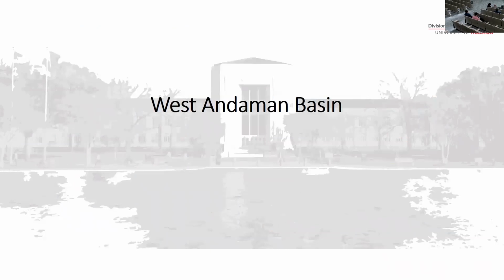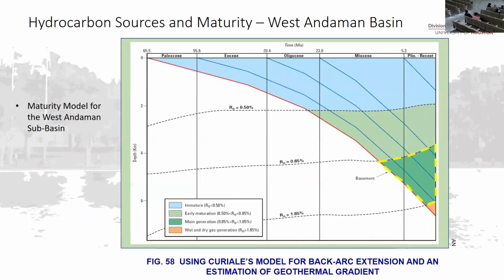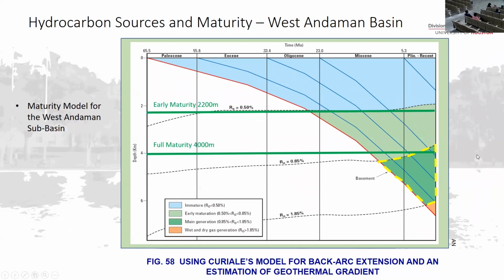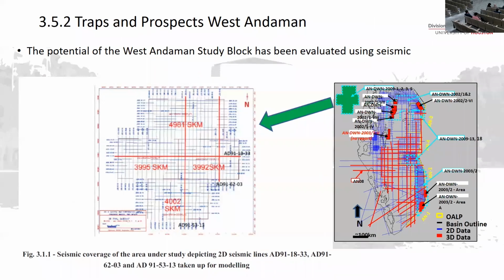Let's have a quick look at the West Andaman. Again, it's a little bit different maturity. It's a little bit cooler, not as much tectonics. I think I put in, yeah, I did. So early maturity is a little deeper, 2,200 meters. Full maturity, about 4,000 meters of depth. Again, you can see the Paleocene, the Eocene, and the Oligocene are the main areas that fall into maturity.